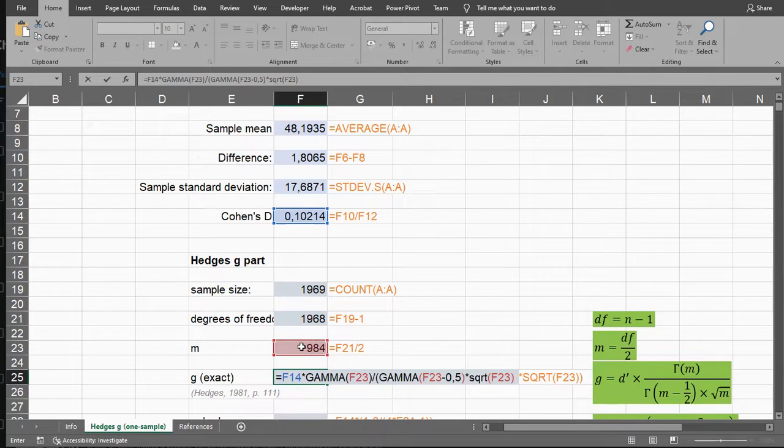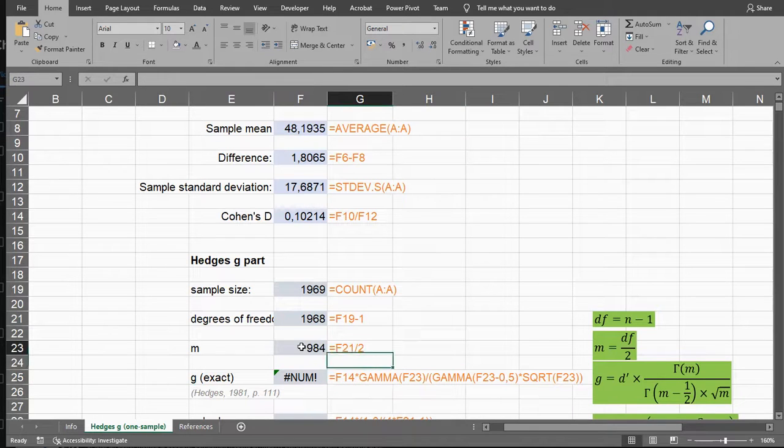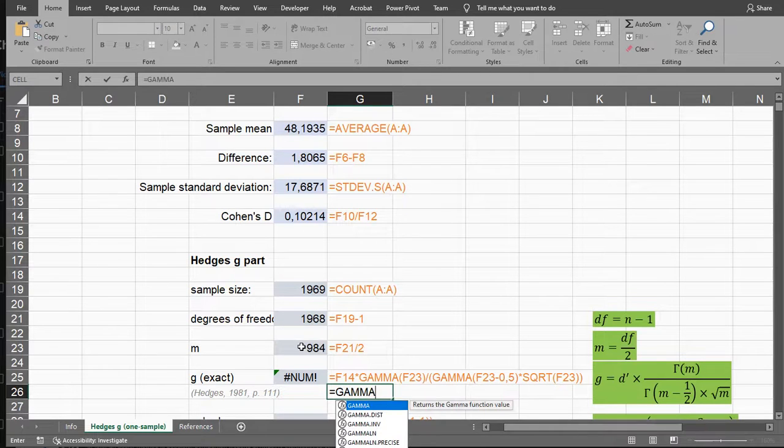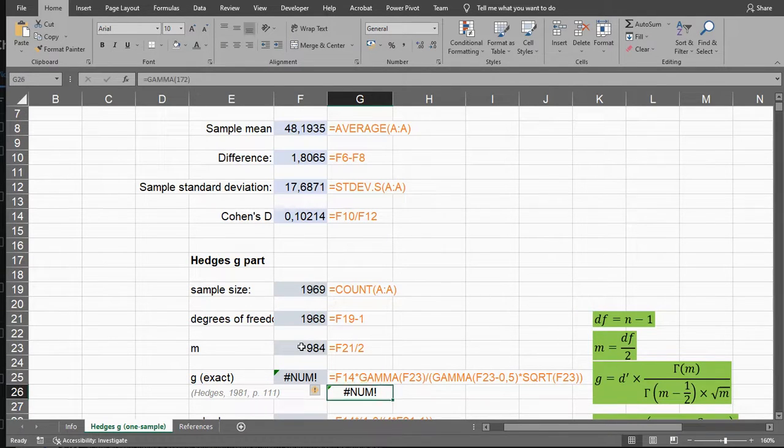Now, unfortunately though, if we do it like this, we get an error up here, and it's not because we made a mistake in the formula. It's because if the m, if that's bigger than 171, gamma is just going to be too much to calculate for Excel. So for example, if I use gamma 171, it's just okay, and if I use 172, it starts to give that error.